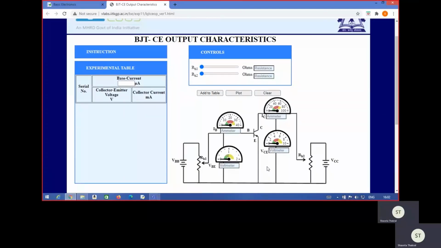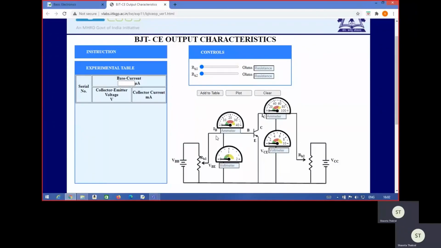Then for another curve, we need to change the value of IB to another constant value. Then we again change the value of VCE and keep on noting down the value of IC, so that we have another set of readings between VCE and IC, and we have another curve. In the same way we can go for the third curve by changing the value of IB again to another constant value. Based on this we can have a family of 3 curves, and then we can go for the observation regarding the output characteristics of BJT in the common emitter configuration.